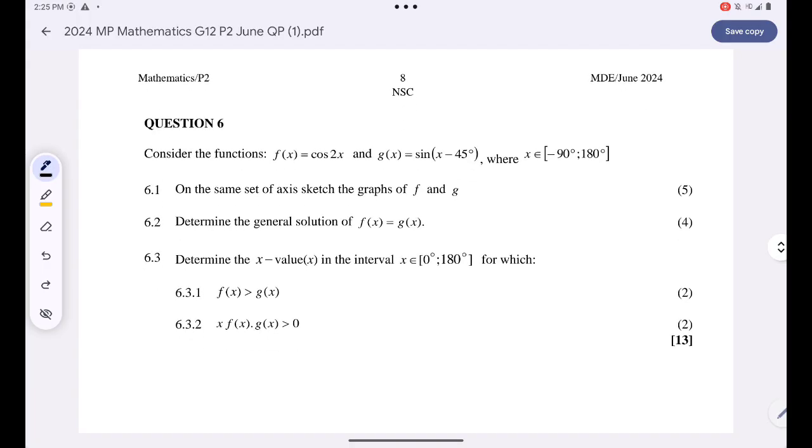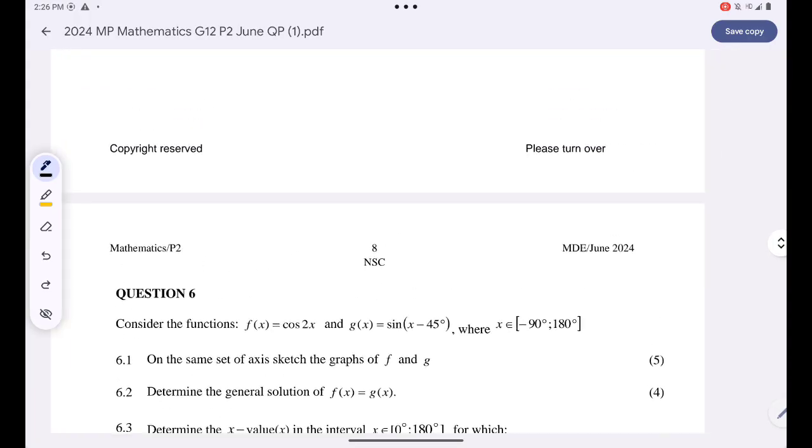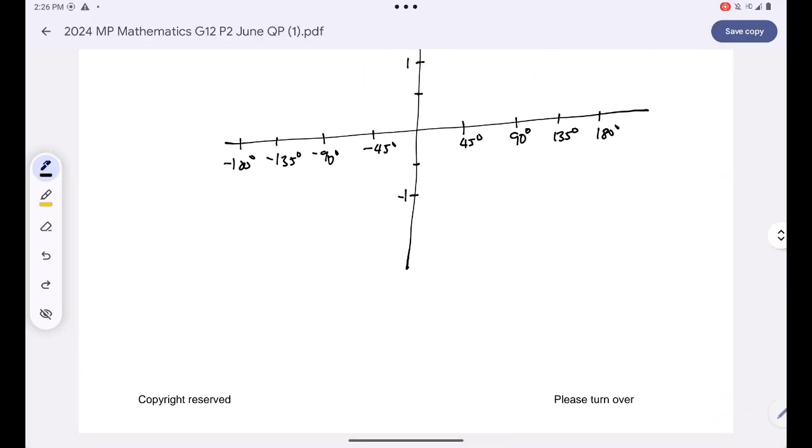Okay, first, we are being told to consider the functions f of x and g of x, and we are given the domain of the two graphs: they exist when x is between negative 90 and 180 degrees. First question, we are told that on the same set of axes, we must draw the graph of f and g. Let's draw the graph of f of x first, because f of x is quite simple.